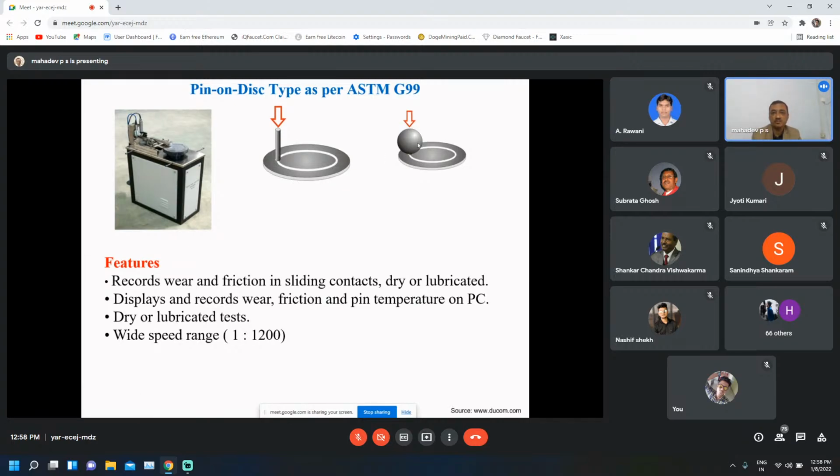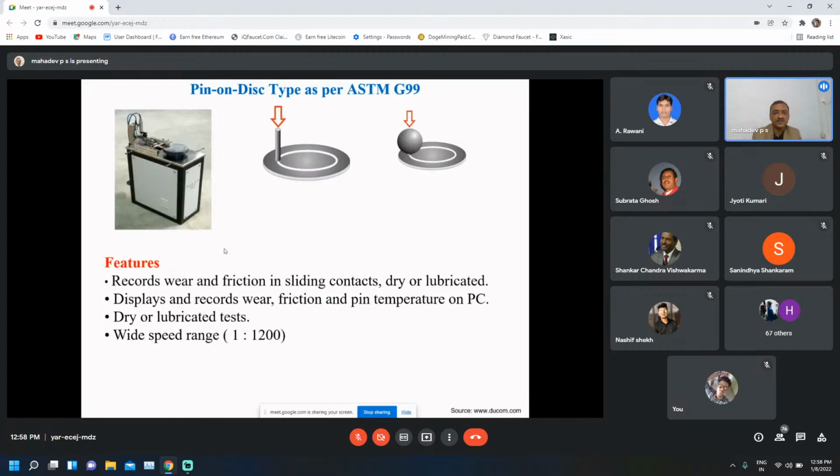So this is ball on disc. This is pin on disc. This is ball on disc. You can see this machine. A counterface, a disc, is made to rotate, connected to a motor at some speed for a particular duration of time, and there is a lever connected to LVDT with a sensor and a motor. So that is held fixed in position.